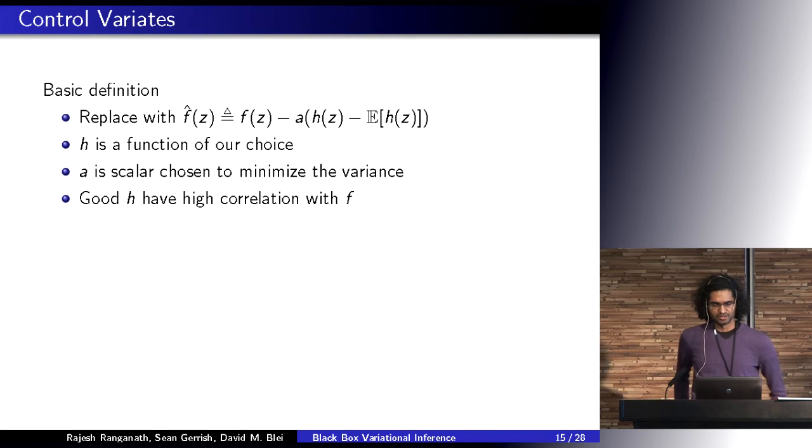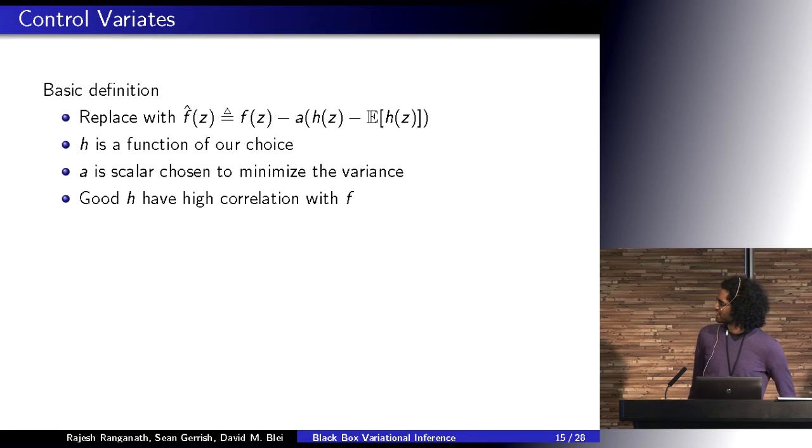The second way we reduce variance is with control variates. So if we want to estimate the expectation of f with Monte Carlo, we replace it with the function f hat. And from this, we can see that f hat has the same expectation no matter what the choice of a or h are. h is some function we can choose, and a we set to minimize the variance of f hat, which can be computed analytically.